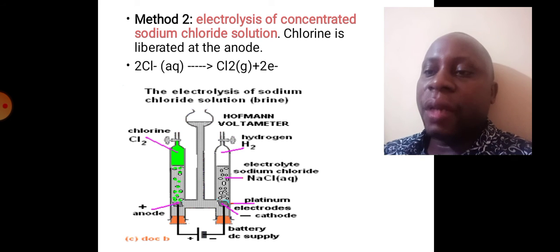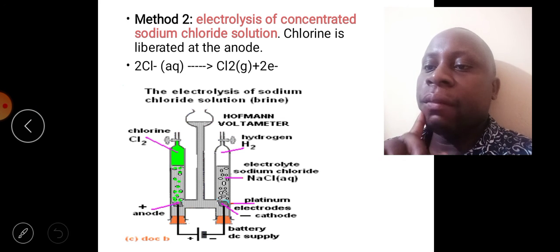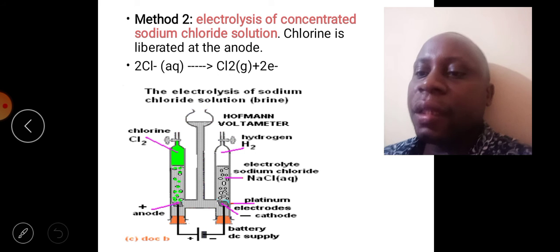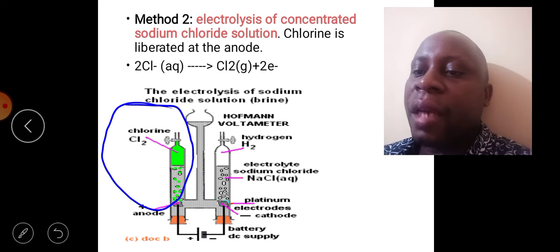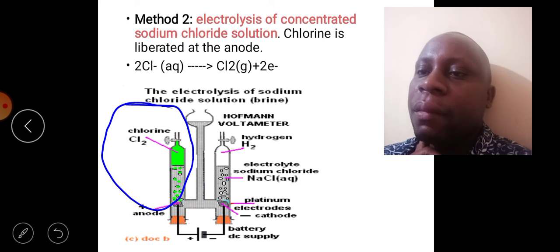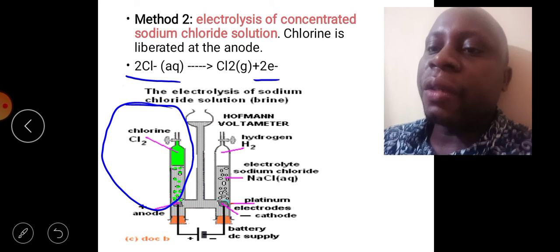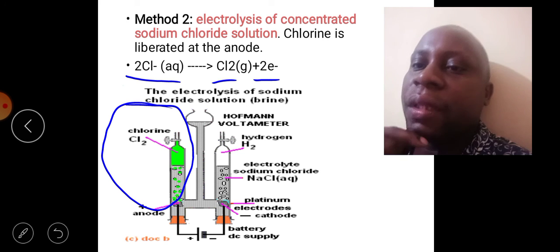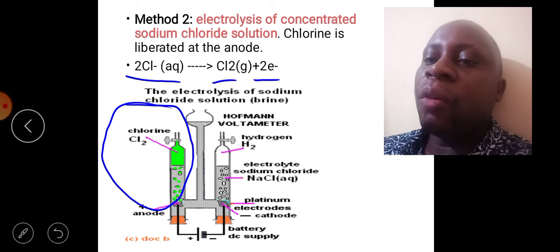So if you carry out the electrolysis of brine, chlorine will collect at the anode. I think you're able to see that at the anode there is chlorine gas, which is green-yellow in color, that is being collected at the anode. So what happens at the anode? At the anode, the chloride ions will be attracted and then they will lose 2 electrons, hence forming chlorine atoms. Those 2 chlorine atoms will again combine to form the chlorine molecules.